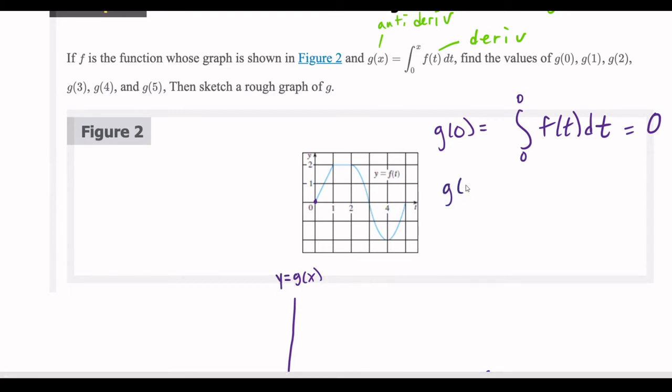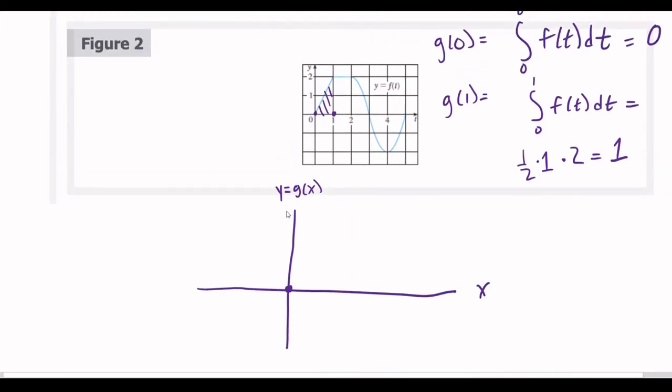What about g of 1? Well, just plug it into the integral and add up all the area from 0 to 1. Here's 1. I get a little triangle here, and I know how to calculate the area of a triangle. It's one half base, with the width of 1 here, times height 2. So the area of this triangle is 1. What does that mean? When I plug in the number 1, I get up to 1 here. So my function g starts here and hits here. So g of 1 is 1, and I know that those are two points.